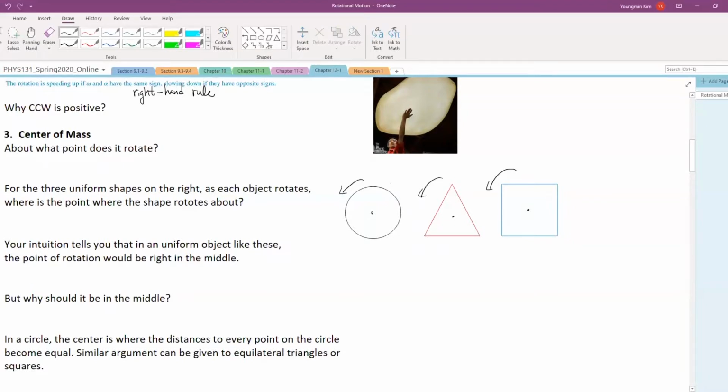But why should it be in the middle? How can we explain this physically? Well, consider a uniform circle: the center is where the distances to every point on the circumference of the circle become equal. So logically, that should be the point in the center that becomes the point of rotation for this object. And a similar argument can be given for triangles and squares, because that's the average point of all points inside the objects.